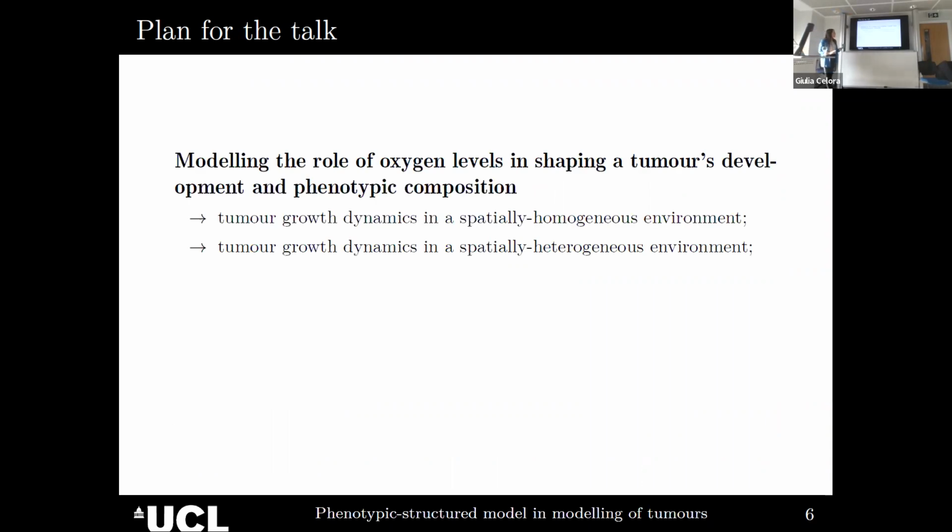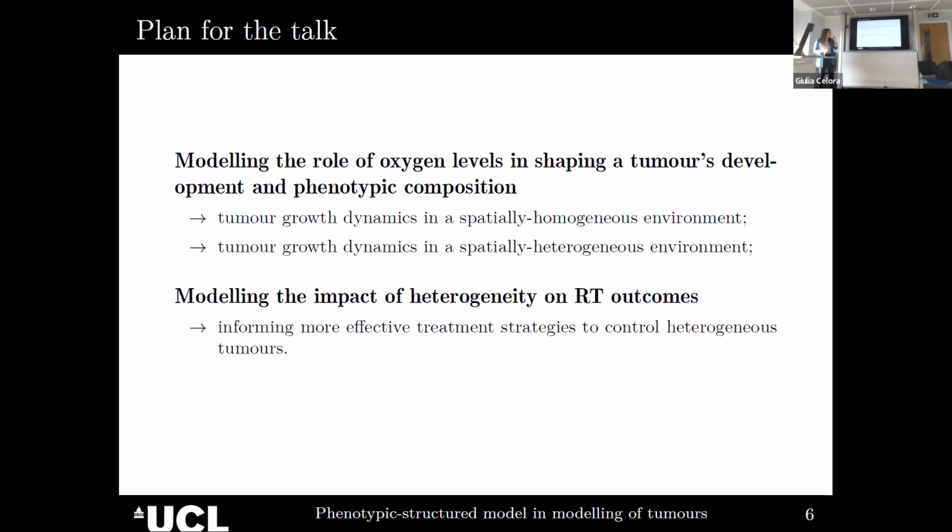In the first part, I will be talking about modeling the role of oxygen levels in shaping tumor development and phenotypic composition. Here I will start with a warm-up problem where we look at the spatially homogeneous setting. Then I will introduce spatial heterogeneity, and we can see how the introduction of space substantially changes the predictions of the model. In the second part, I would like to talk about how we can use what we have learned in the previous section to inform treatment strategies.